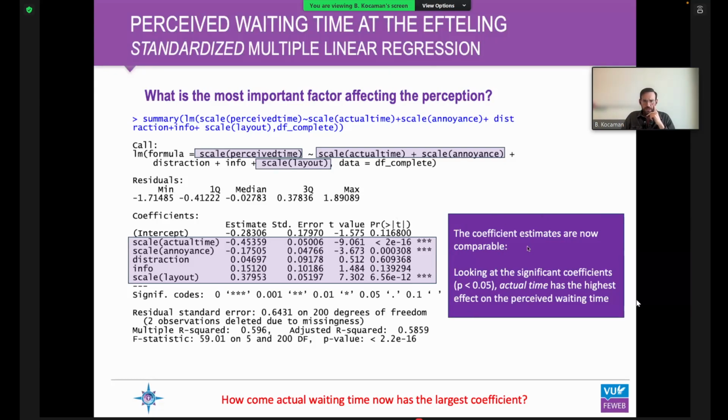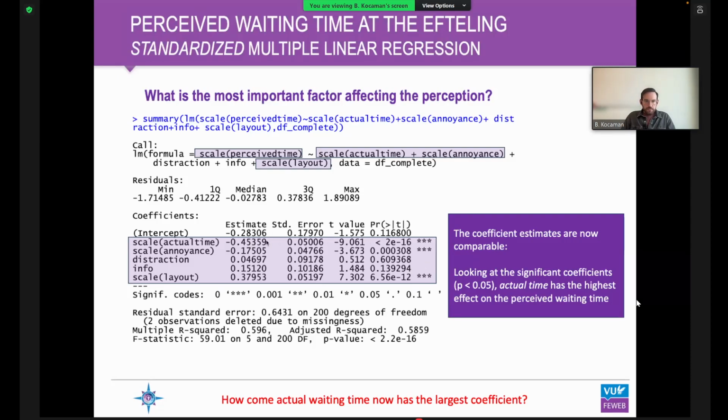Okay, so now that we have the standardized coefficients, we can actually compare them. And the comparison should be among the ones that are significant, because if they are not significant, what was our conclusion? The conclusion is that they are not significantly different from 0.